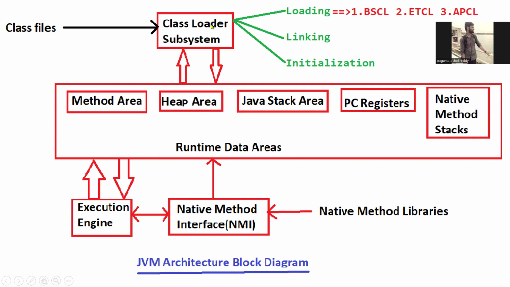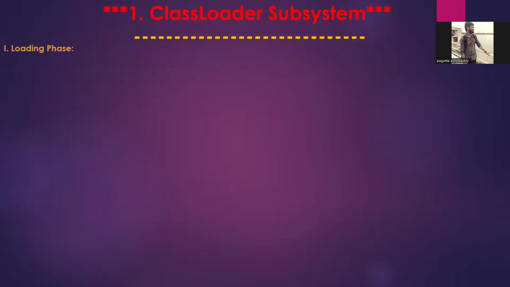What is the purpose of loading? It takes the class file and stores it into the method area. For loading, we have three types of class loaders. What are the three types? Bootstrap class loader, second one is extension class loader, third one is the application class loader.